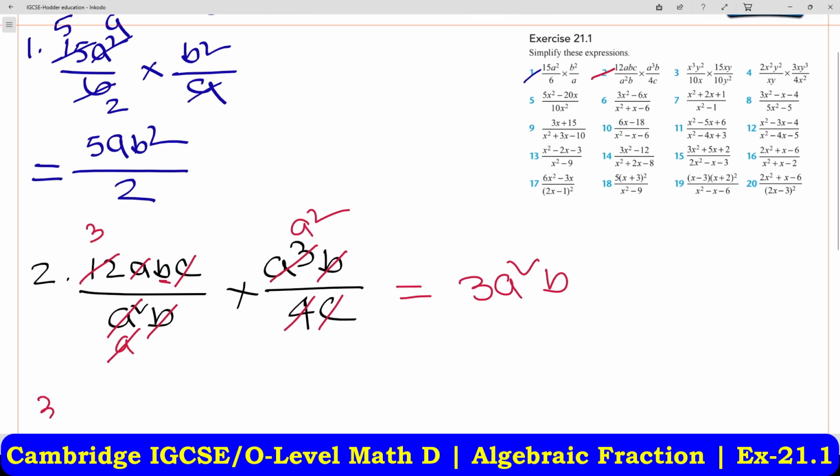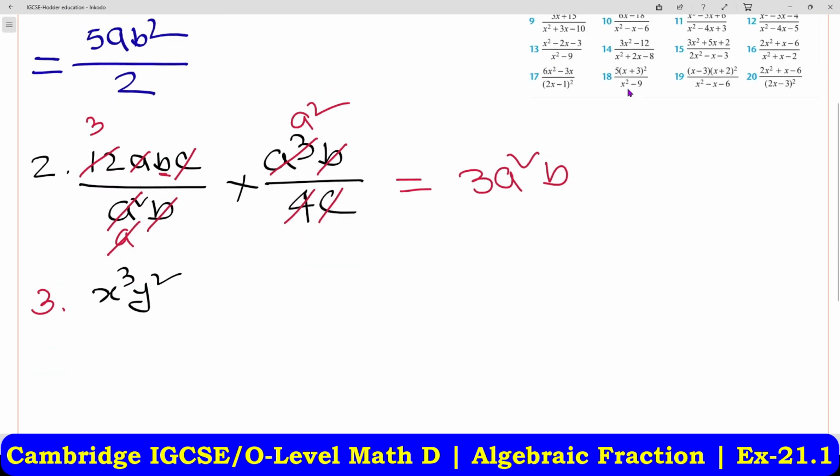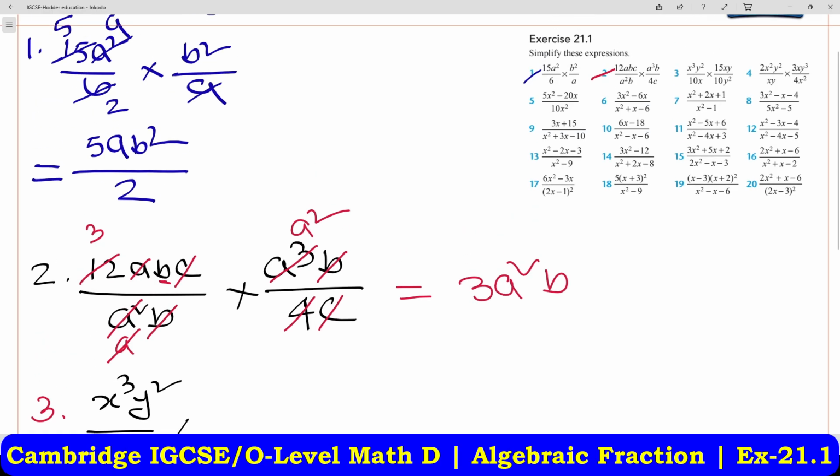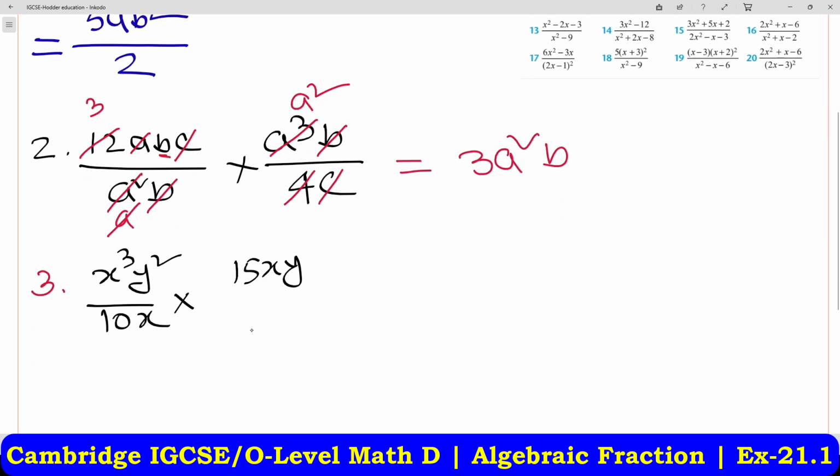Number 3, here is x³y² ÷ 10x times 15xy ÷ 10y². So we are going to solve this one step by step.